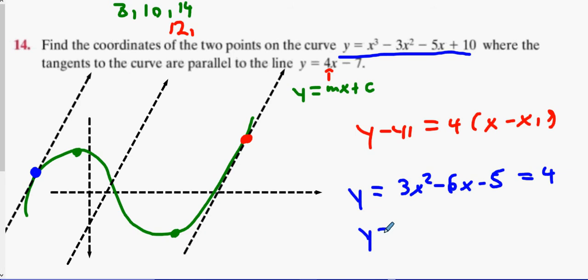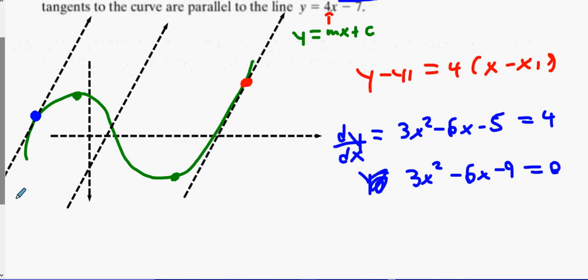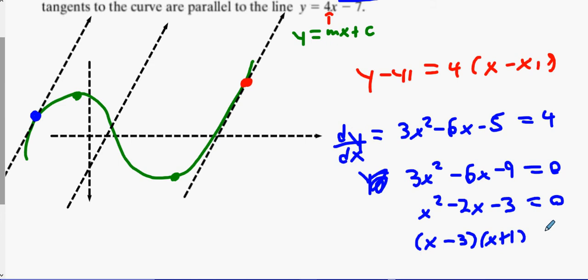Then you're going to get 3x squared minus 6x minus 9 equals 0. You're going to divide that by 3. You're going to get x squared minus 2x minus 3 equals 0. You're going to get x minus 3 and x plus 1 equals 0. Then you're just going to get x equals 3 and x equals minus 1.